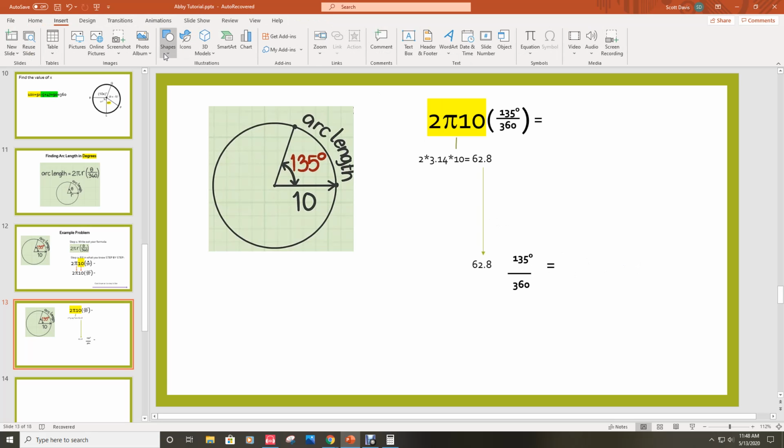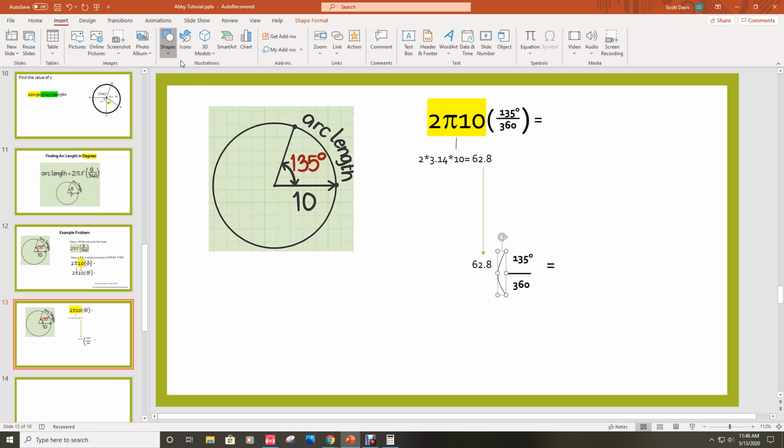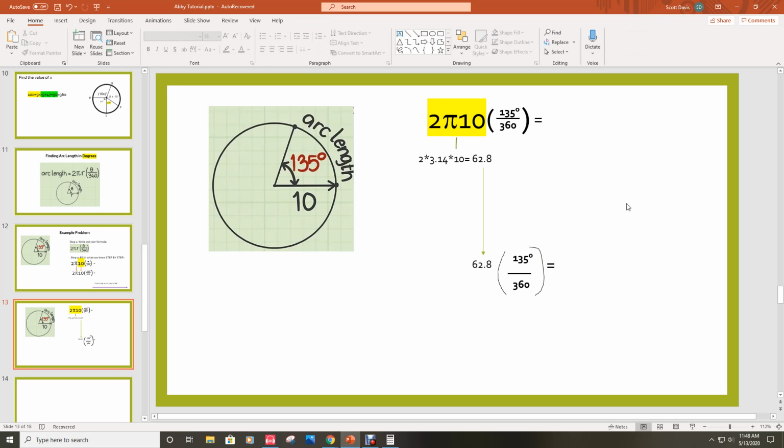And you know what? I'm just going to use the pencil because it's easier. Here's my parentheses, and here is my parentheses. Okay, so we have 62.8. My good golly gracious, we've said it 1,000 times. Times 135 degrees divided by 360 equals, we don't know.